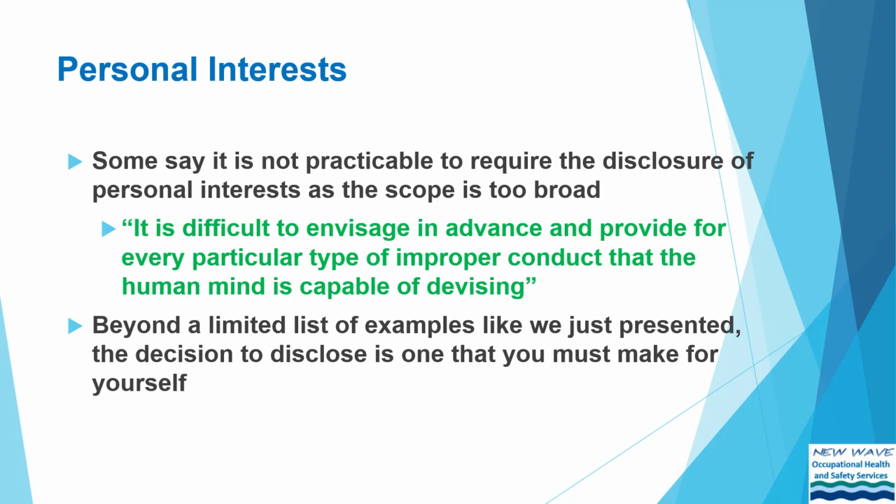Some say the scope of personal interest is too broad to require their disclosure of personal interest through lists. As one researcher said, it is difficult to envisage in advance and provide for every particular type of improper conduct that the human mind is capable of devising. According to this view, beyond a limited list of examples like we have just gone through, it must be left up to you to decide what you should disclose.